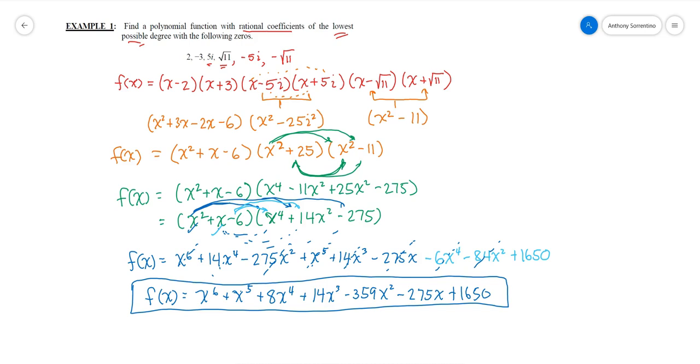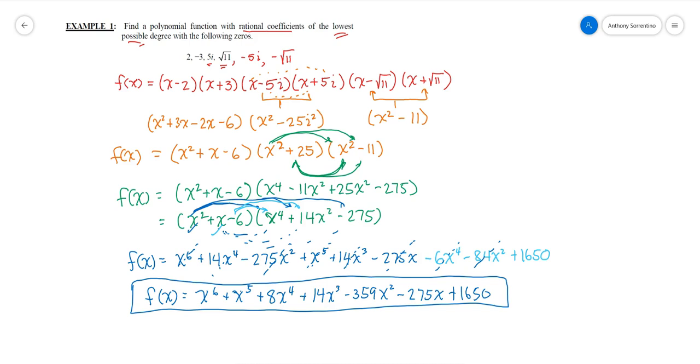Working this in reverse also helps you keep track of what zeros you should expect to have along the way. If you're able to say, well, I figured out the square root of 2 is a zero, then you should expect the negative square root of 2 to be a zero too.